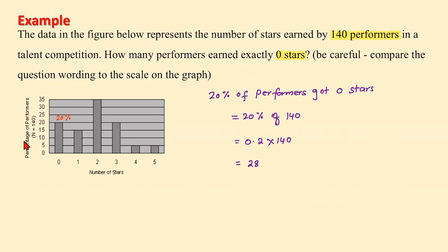So you have to be very careful with what is given along the x-axis or y-axis. Along the x-axis, you have the stars. Along the y-axis, you have the performers percentage, not the number. But the question is asking for how many. That is, we are looking for number there, right? How many? So in order to find the number, it is the 20% of 140, which will be 28. Okay.